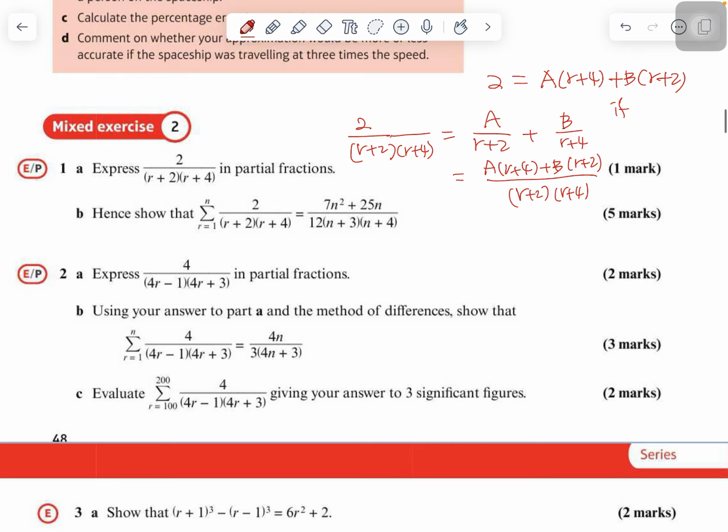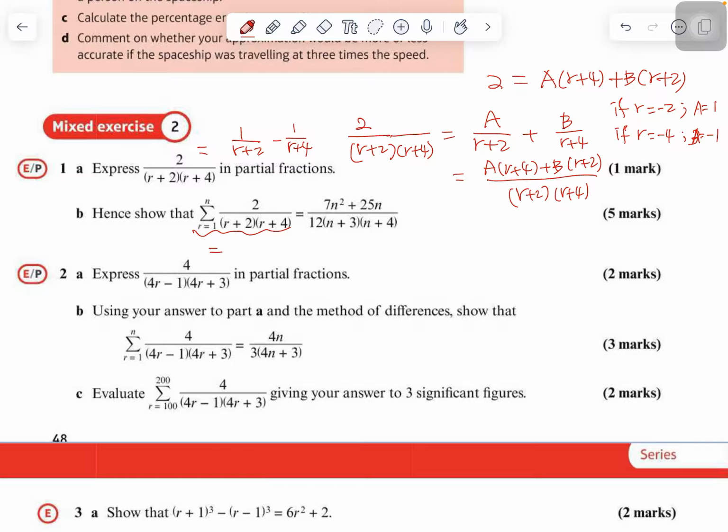So if r equals negative 2, then a becomes 1. If r equals negative 4, b becomes negative 1. So now we found the partial fractions: 1 over r plus 2 minus 1 over r plus 4. Hence, show that from here.